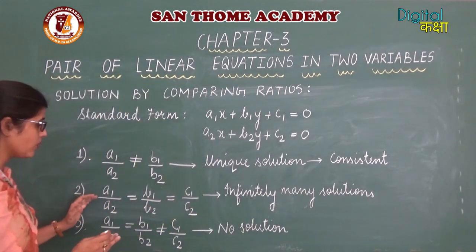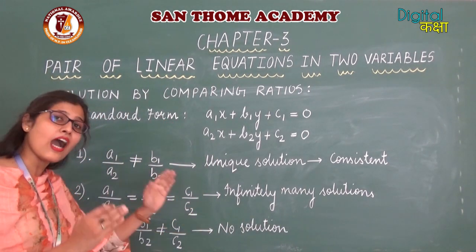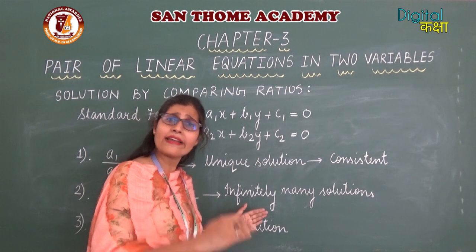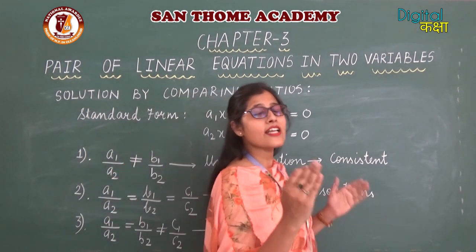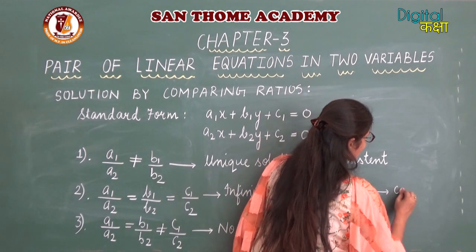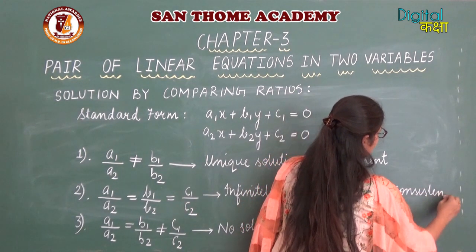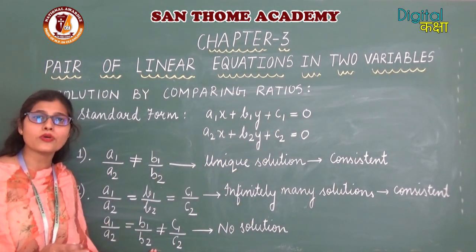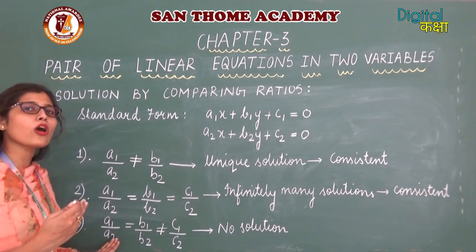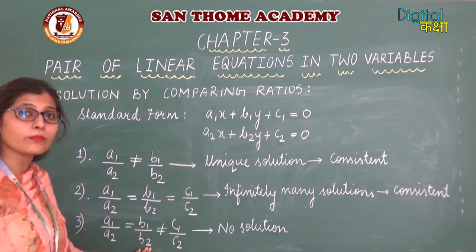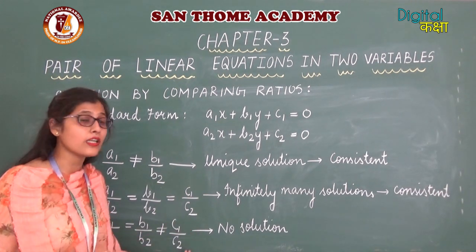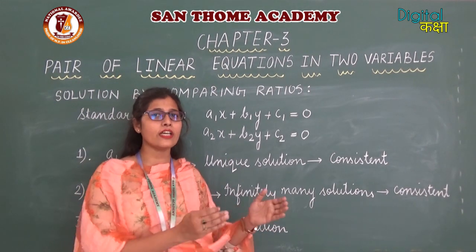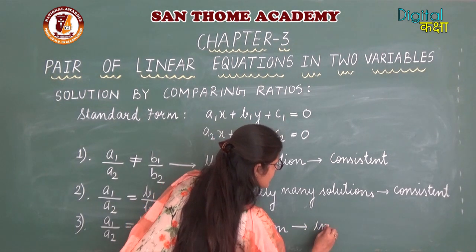Now in the second case, when all three ratios are equal, then the pair of equations will give us infinitely many solutions. Then such equations will also be consistent. Yes? And in the third case, if the first two ratios are equal, that is a1 upon a2 equals b1 upon b2, but not equal to c1 upon c2, then we are not getting any solution. Then such a pair of linear equations will be inconsistent.